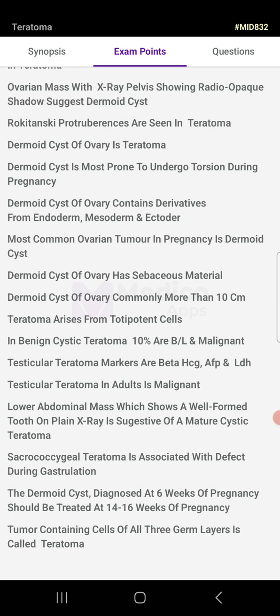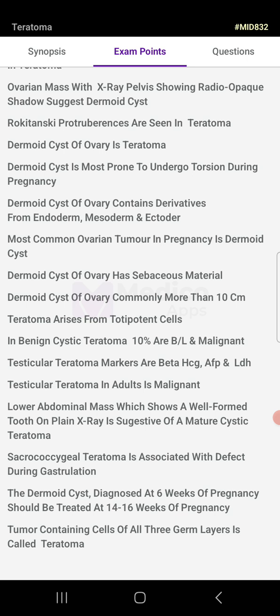The cyst of the ovary contains derivatives from the endoderm, mesoderm, and ectoderm. The most common ovarian tumor in pregnancy is the dermoid cyst. The dermoid cyst of the ovary has sebaceous material. Dermoid cyst of the ovary is commonly more than 10 cm. Teratoma arises from totipotent cells. In the benign cystic teratoma, 10% become malignant. Testicular teratoma markers are beta HCG, AFP, and LDH.